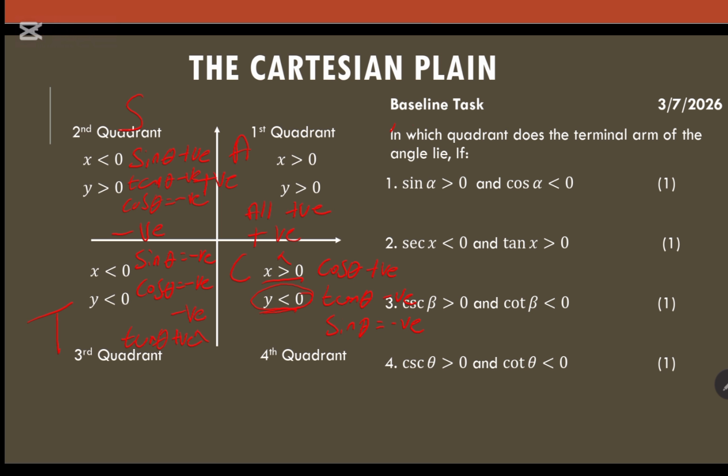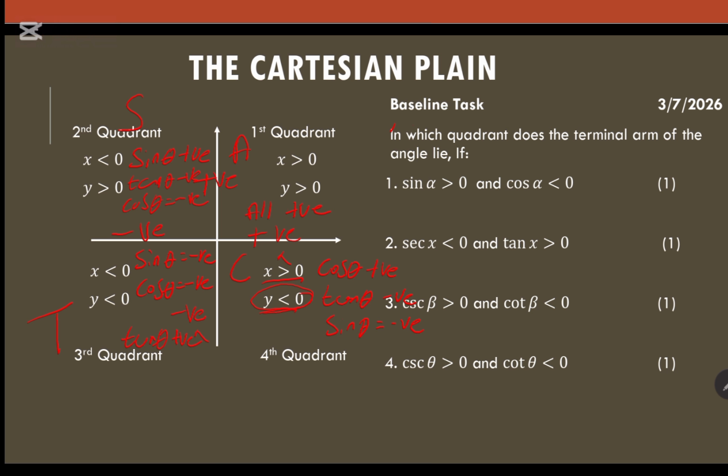The second one says sec x is negative and tan x is positive. So sec is the reciprocal of cosine. In which quadrant are sec and cosine negative? They are negative in the second quadrant and the third quadrant. But it further says tan is positive. So tan is positive in the third quadrant and the first quadrant. Therefore, this should be the third quadrant.